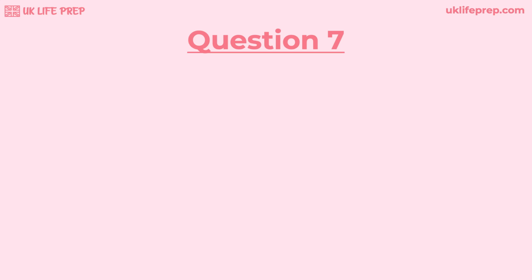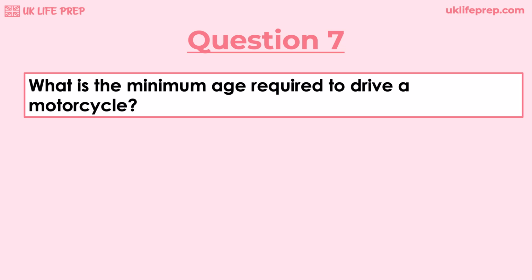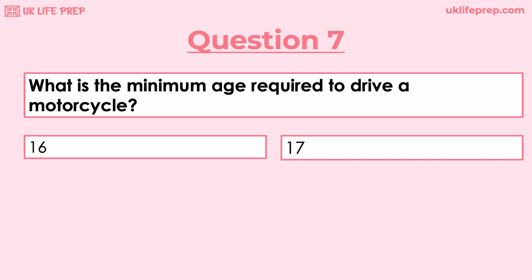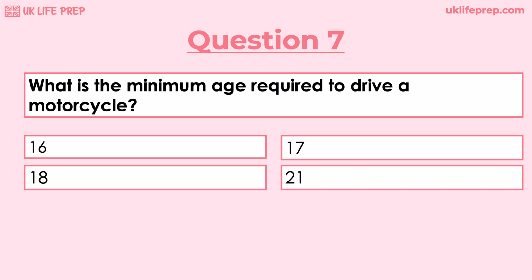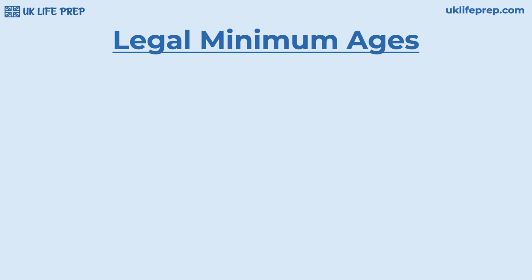Question 7. What is the minimum age required to drive a motorcycle? Is it A, 16, B, 17, C, 18, or D, 21? The correct answer is B, 17. This question is all about legal minimum ages. And I think it's hard because there are 3 categories of different ages.